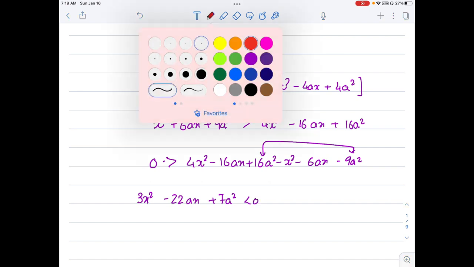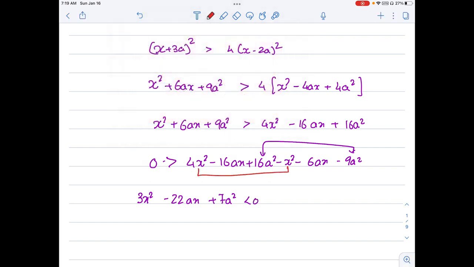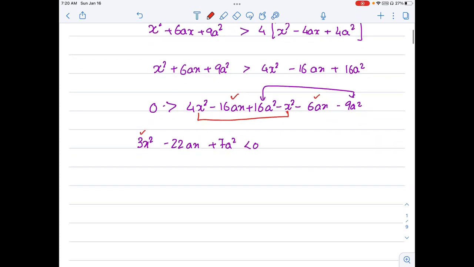So what I have done: 4x square minus x square I have written as 3x square, and minus 16ax minus 6ax has been written as minus 22ax. Now this is a quadratic. Factorize this quadratic. I'm directly writing the factors. It should be 3x minus a times x minus 7a less than 0. So I got two roots, which are a upon 3 and 7a.